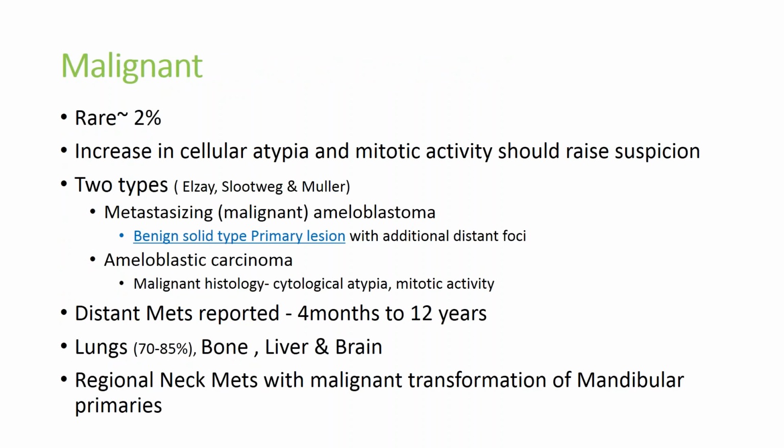So the old system called malignant ameloblastoma 2 types, but I think the new system rightly calls the first one, which is the metastasizing one, a benign disease, which has distant mets. But the true cancer is ameloblastic carcinoma. They are pretty rare. And when distant mets do happen, the lungs are the most common site, and regional neck mets have been reported with mandibular primary.